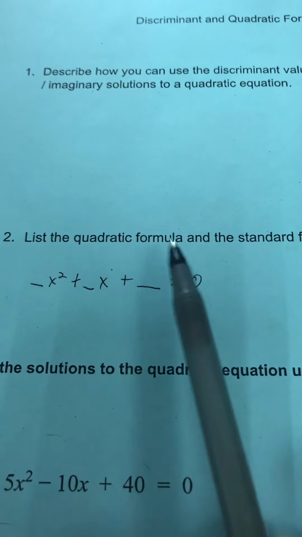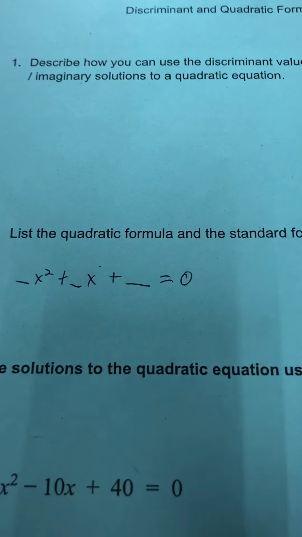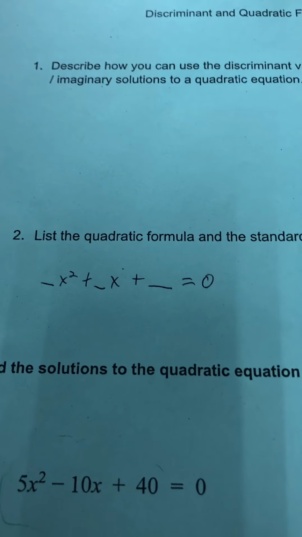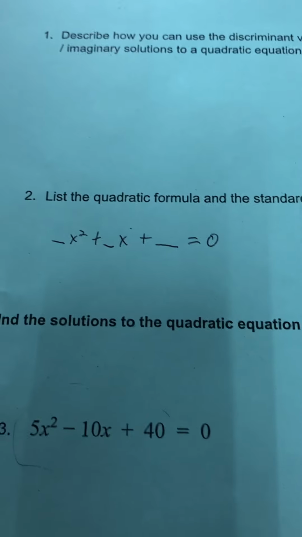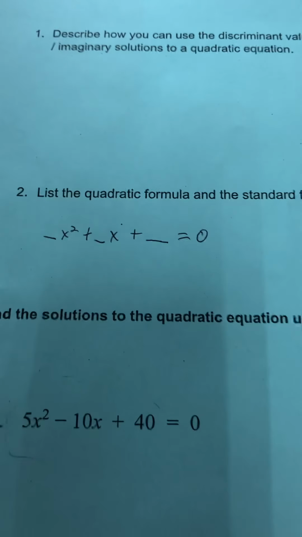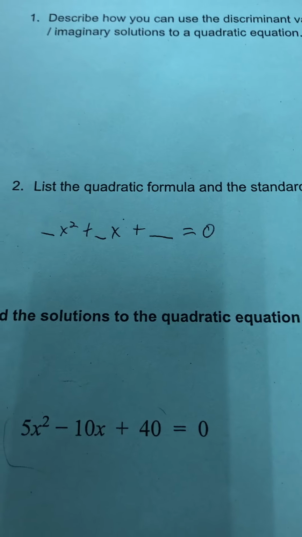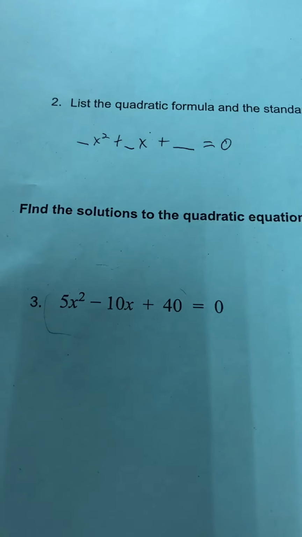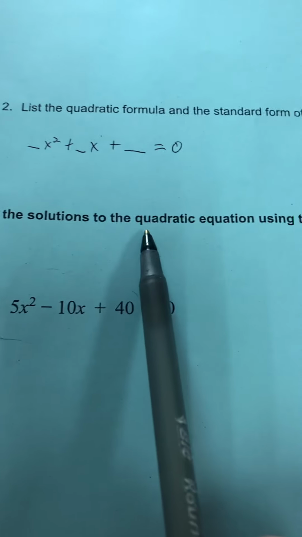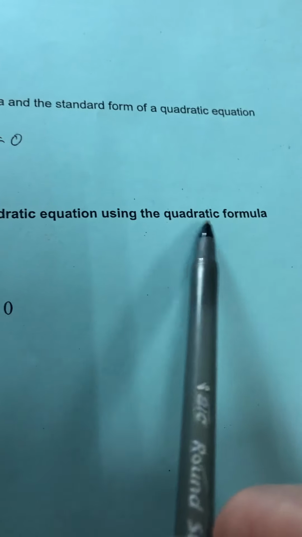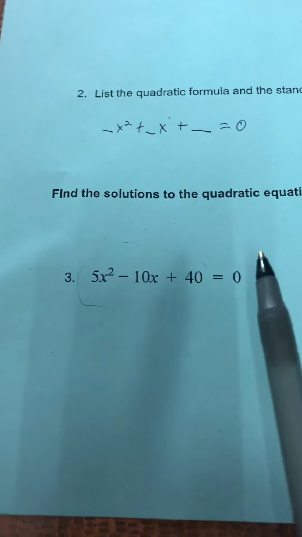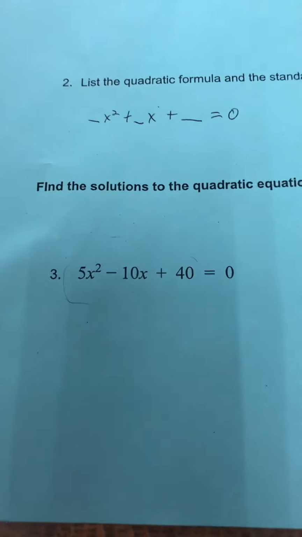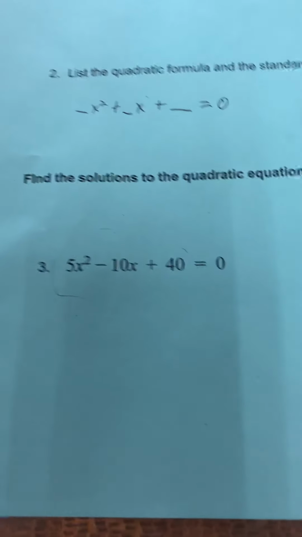That's the standard form of the quadratic equation. And then that quadratic formula, if you rewind this video just a little bit ago, I showed that to you in my notes. That's what you're going to use to find the discriminant. For number three, find the solutions to the quadratic equation using the quadratic formula. So once again, back at the beginning of this, I showed you that in my notes.